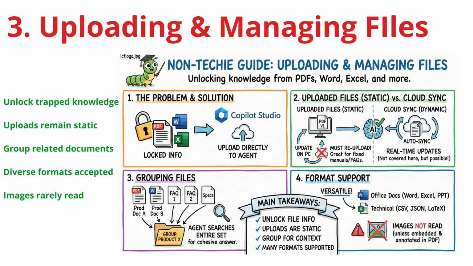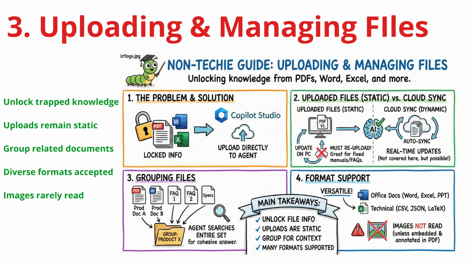However, as quadrant 2 illustrates, remember that directly uploaded files are static. If you update the V1 document on your computer, the AI doesn't know. You must re-upload it. This method is best for fixed documents like manuals. Moving to quadrant 3, you can group related files together, like separate product specs and FAQs into one folder. This allows the agent to search the entire set to find a cohesive answer.